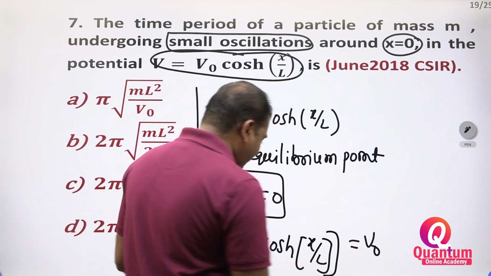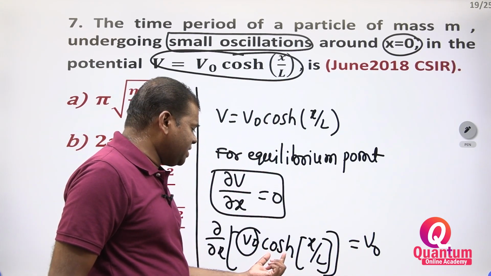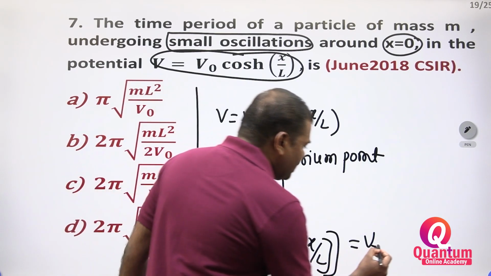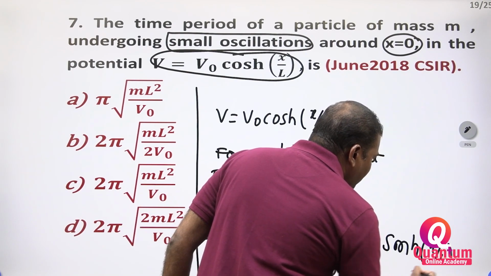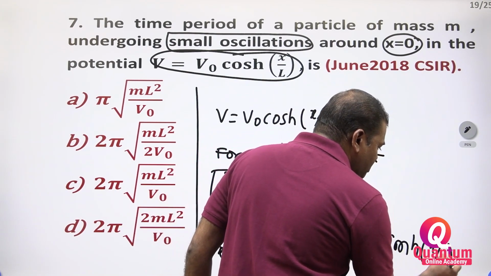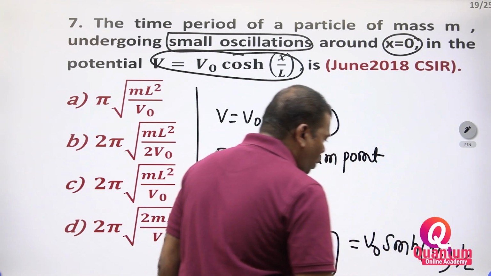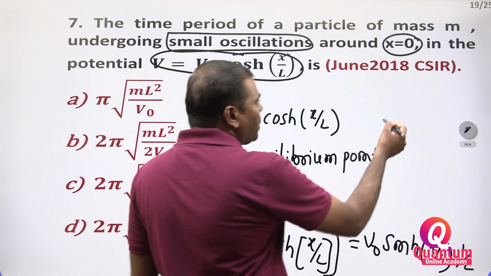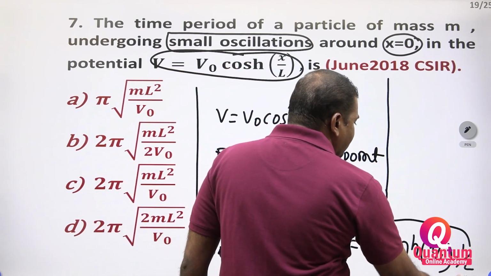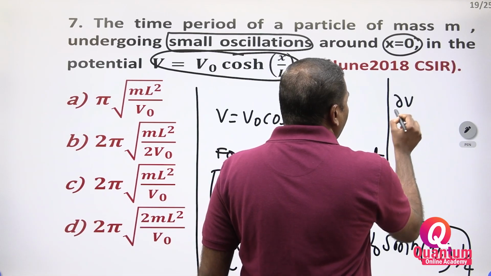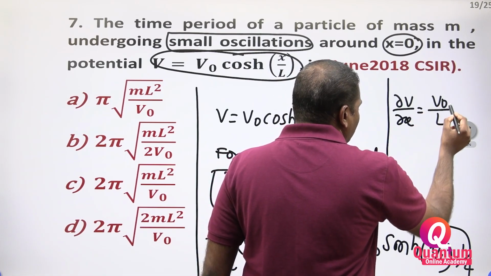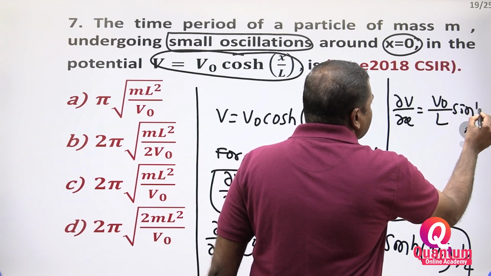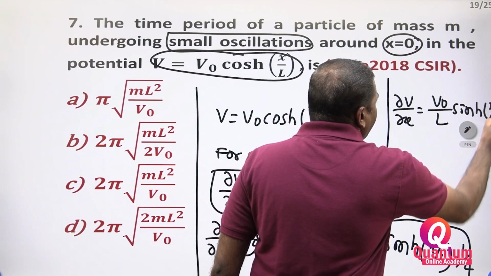You bring outside. The differentiation of cos h is sin h, so sin h x by L. Again you have to differentiate x by L, which gives 1 by L. Therefore, we are getting the value ∂V/∂x equal to V naught by L into sin h x by L.